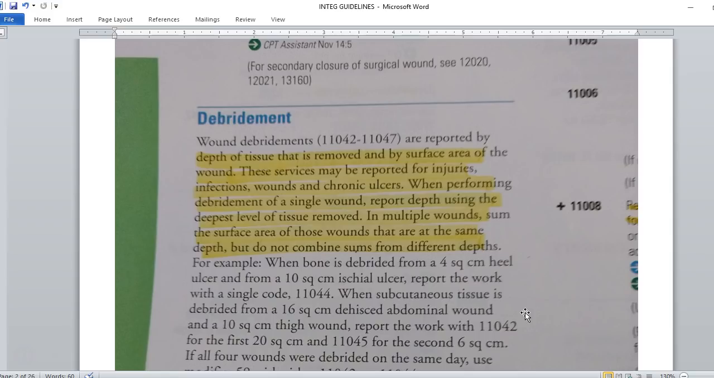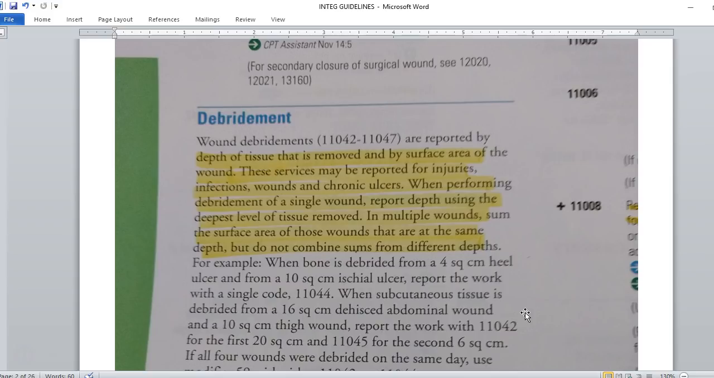So these wound debridements, as they tell us, are reported by the depth of tissue that is removed. So how far into the body are we going? And the surface area of the wound. That's the length times the width. Most of the time what we're going to see here is everything in centimeters. First of all, it's the metric system for surgery, for the entire medical system. But also, certain things are just going to be in length, like wound repairs. How long was the cut on the person's arm? Versus debridements are going to be in area. How large was the section?